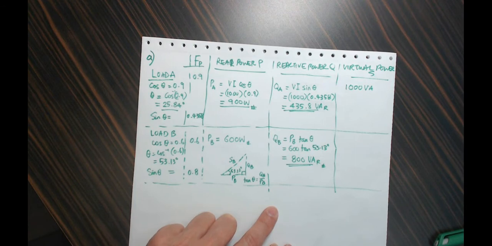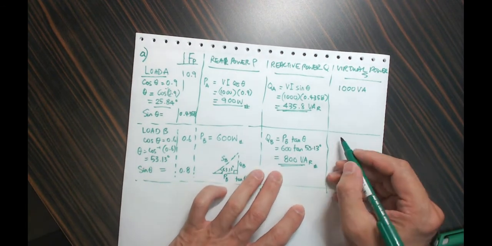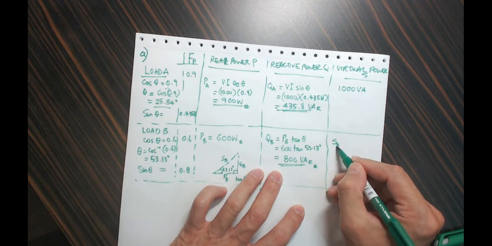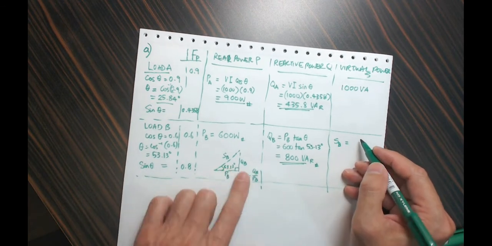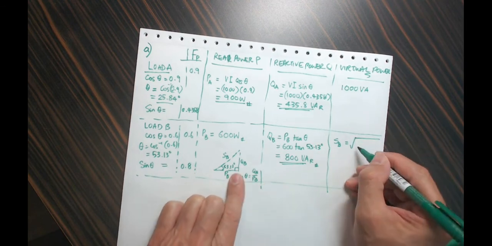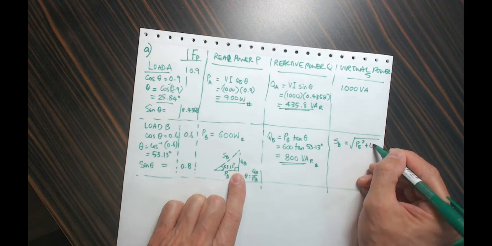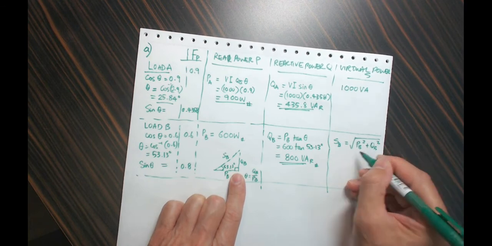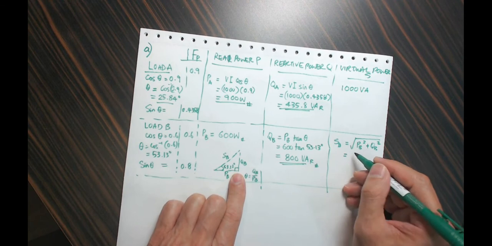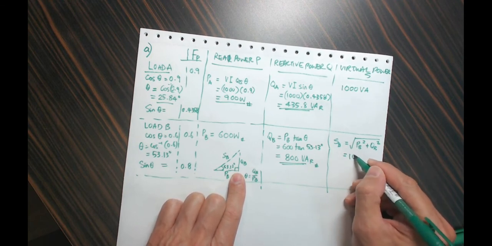If I want to find the complex power, SB, I can again make use of this triangle. It's just the square root of PB squared plus QB squared. That gives me about 1000 VA.